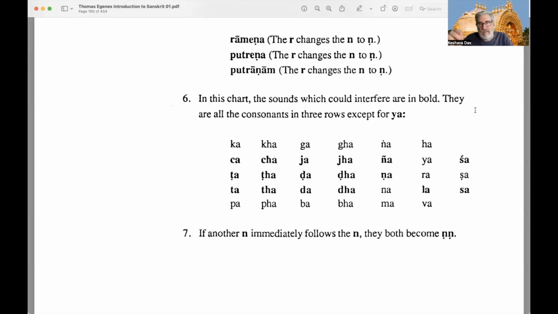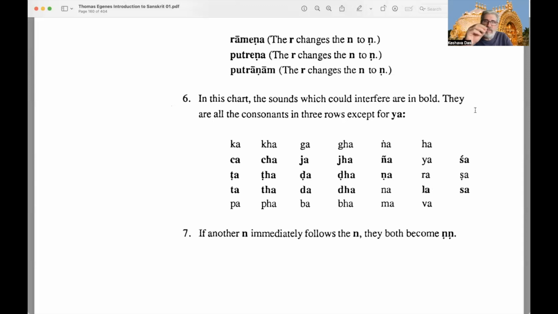So the R changes the dental N into a cerebral N. Okay, next one. Putranam. Putranam is the genitive plural, or what we call Shasti Bahuvachanam, ending of Putra. So it means of, whereas Ramena and Putrena are instrumental singular, which means by Rama or by the son, right? By or with Rama or with the son. Putranam means of all the sons, plural, more than two. Of the sons, Bahuvachanam.